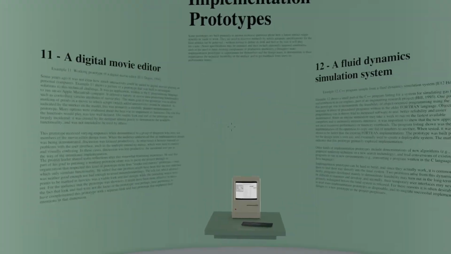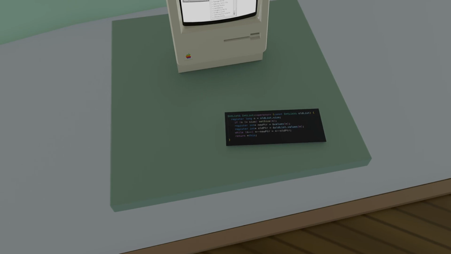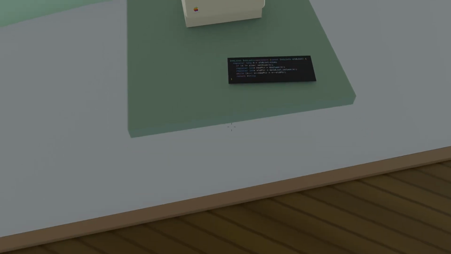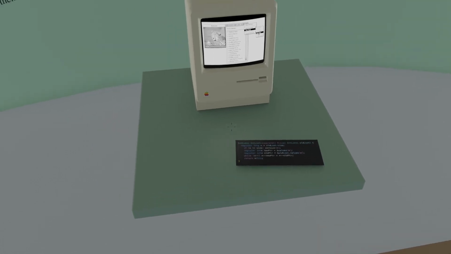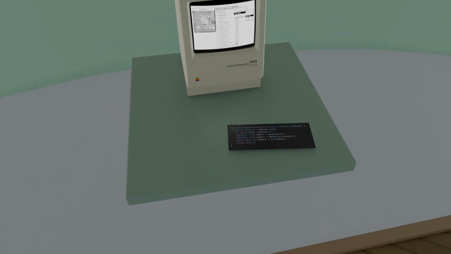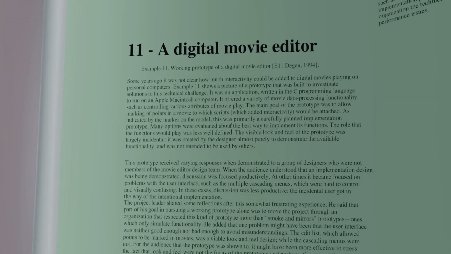Here are the implementation prototypes. Here is the C code. I wasn't exactly sure what to do with that, but it's there as a piece of paper because it wasn't actually that it ran. It was just that it was presented as though it was the code. But definitely interesting.